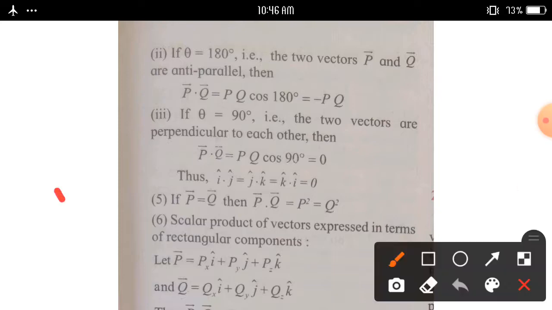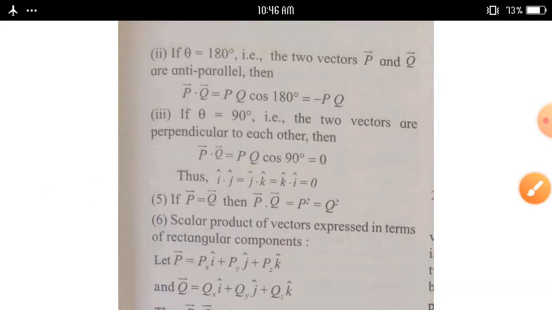And the third case, if theta is equal to 90, that is, two vectors are perpendicular to each other, then p bar dot q bar is equal to pq cos 90. Cos 90 becomes 0. Then pq cos 90 becomes 0. Then p bar dot q bar is equal to 0.